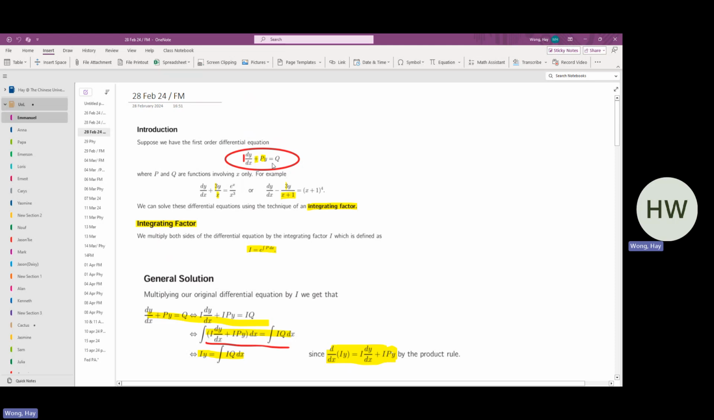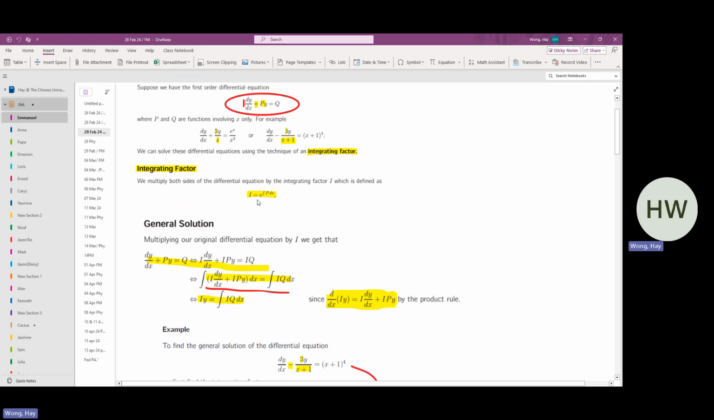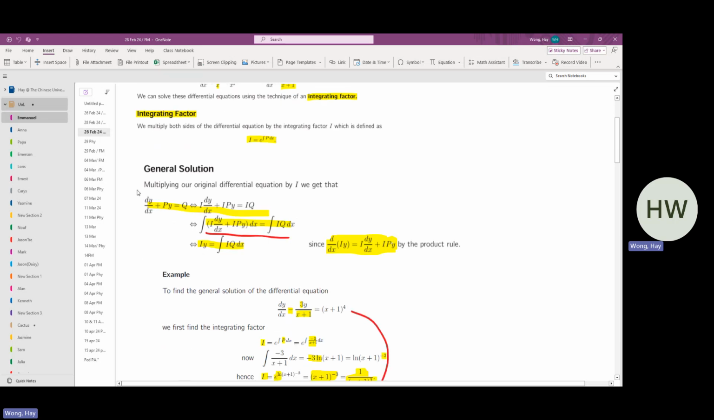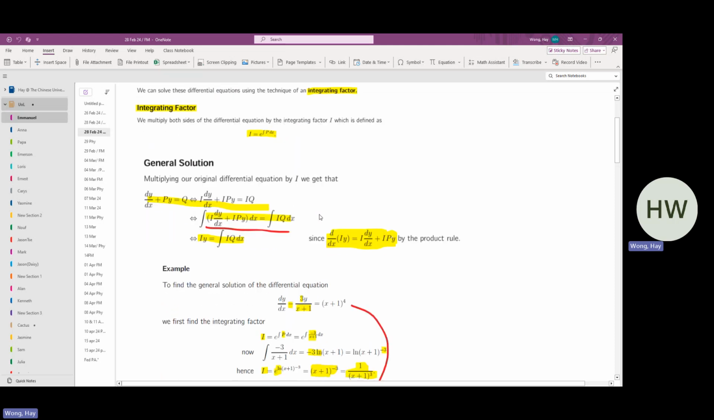As you can see, we start with this equation, and then we have P and Q involving X only. So the key step is to sort out the integrating factor. Okay, so as such, you have your integrating factor, and then you are ready to sort out your general solution. Your general solution should be in the form like this. As you can see, you can then separate that into your integrating factor and your particular solution.